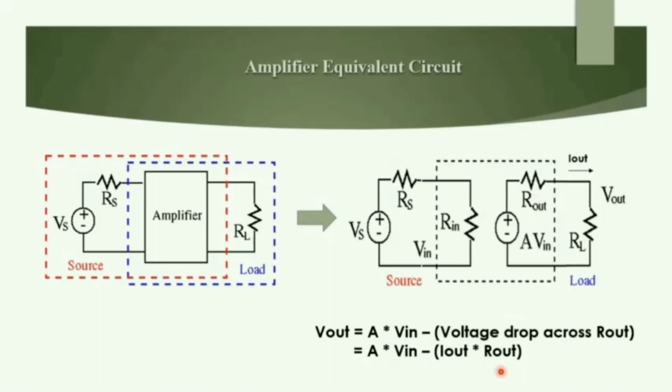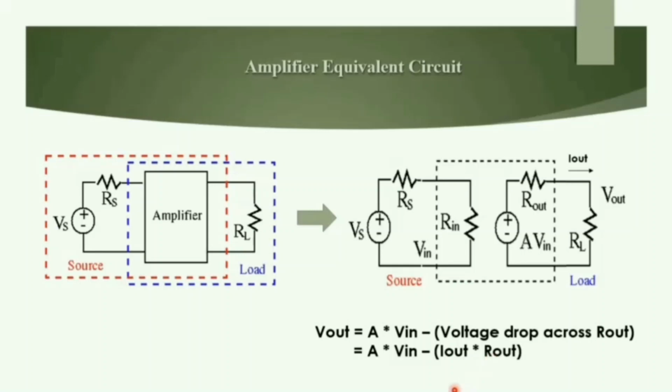If you look at this equation, you will notice that Vout will increase with the decrease in Rout. For Rout equals 0, we can have maximum output, which will be equal to A into Vin. Hence, practically it is advised to have Rout as low as possible, ideally 0.